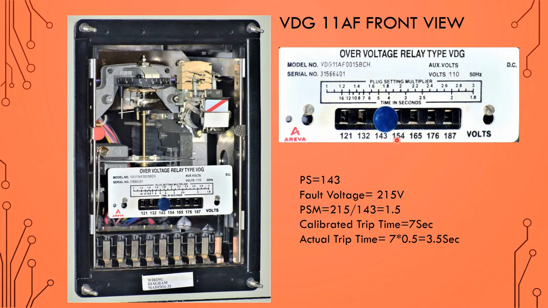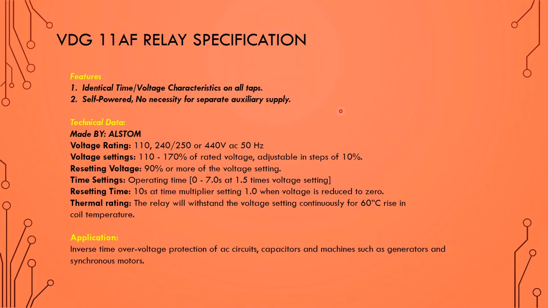setting. That means if you have given some voltage settings, means some clock settings you have selected, then if you apply 1.5 times of the clock setting, the trip time will be 7 seconds. So that is the time setting or the operating time that signifies the characteristic of the relay, that is 7 seconds at 1.5 times of the voltage setting. So in this way we generally identify the characteristic.